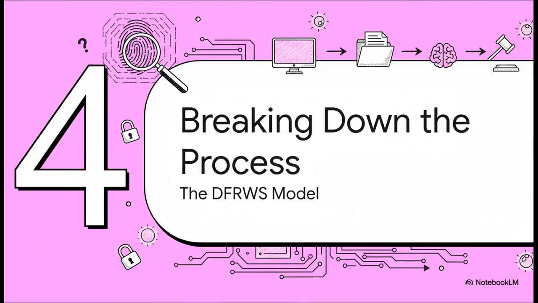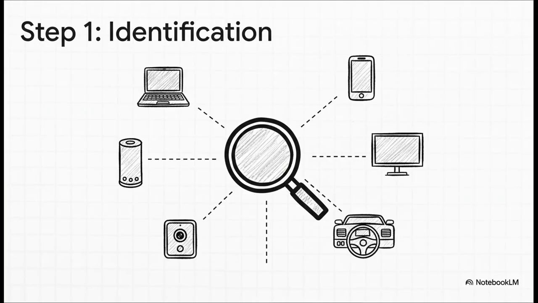So let's break down that more detailed DFRWS model. We're going to walk through it step by step to see exactly what's happening at each stage of an investigation. Okay, it all starts with identification. In this phase, investigators are trying to identify every single potential source of digital evidence.